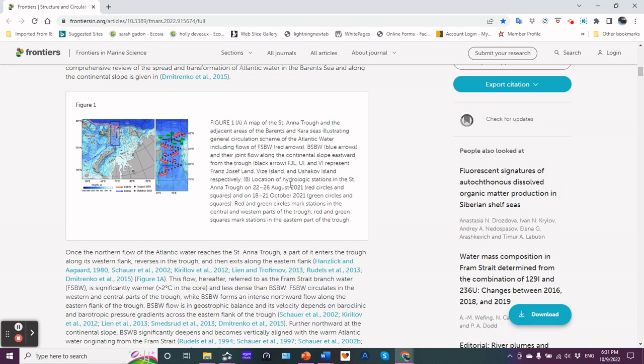FJL, Franz Josef Land, right? VI is Vize Island, and UI is Ushakov Island, are indicated. And then B, location of the hydrologic stations in the St. Anna Trough in August are the red circles and squares, and then green circles and squares are in October. Red and green circles indicate stations in the central and western parts of the trough. Red and green squares mark stations in the eastern part of the trough. Okay, let's take a look.